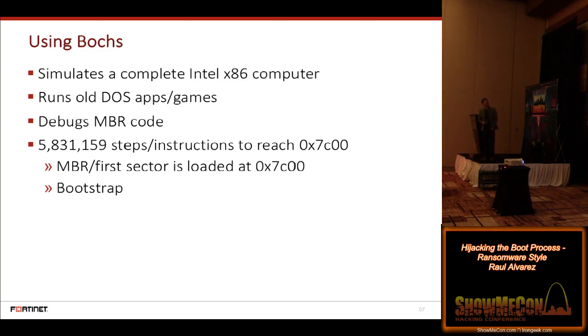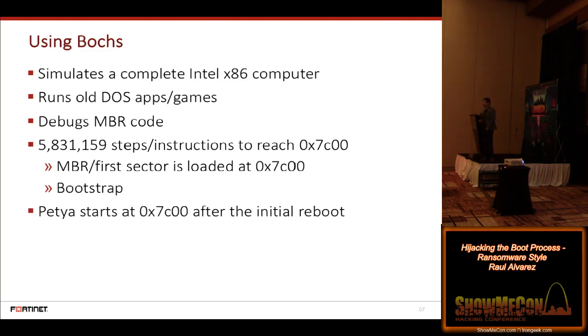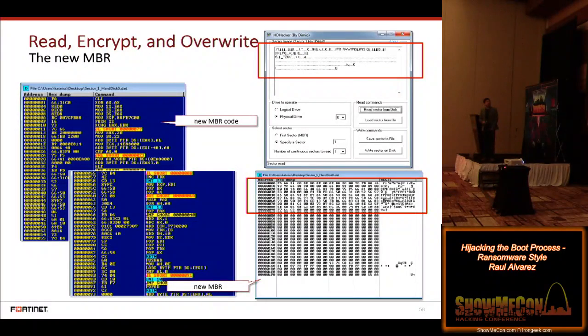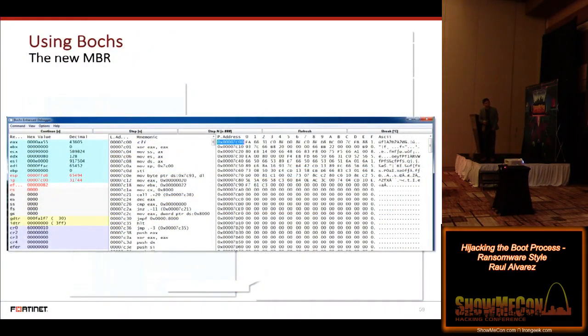7C0 is actually the bootstrap. Actually, Petya and other operating systems start at 7C00. That is now after the initial reboot. The new MBR code is this. This is now your Bochs. This is your registers, this is your code, this is your dump.